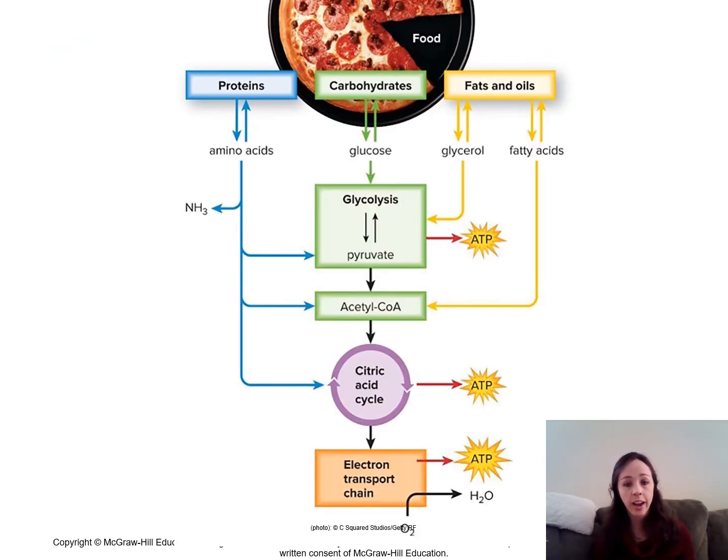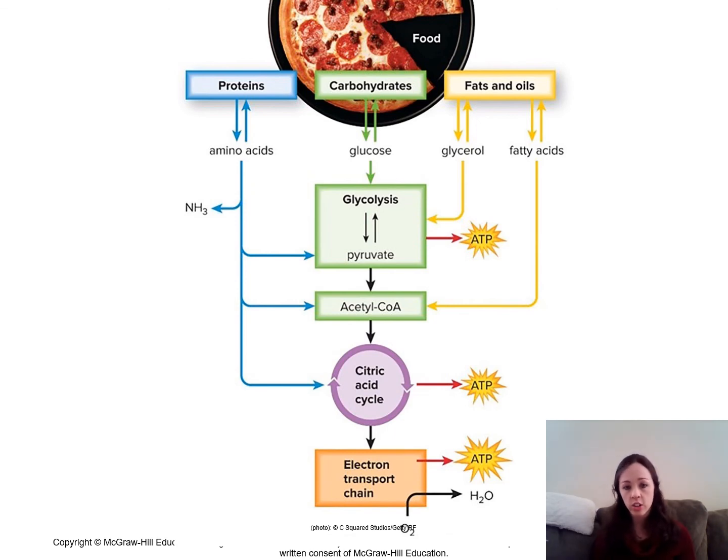So just to recap, we have 4 different steps in cellular respiration, that being glycolysis, which produces pyruvate, the Krebs cycle, which produces acetyl-CoA, the citric acid cycle, which produces a lot of NADH and FADH2, and then the electron transport chain, which produces most of our ATP.